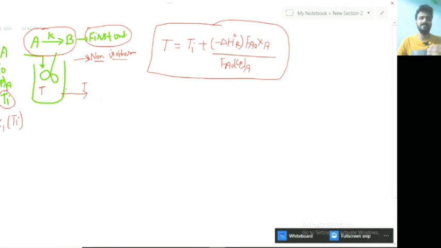Now understand one thing: if the reaction is exothermic, just try to understand. If the reaction is exothermic, then what will happen?